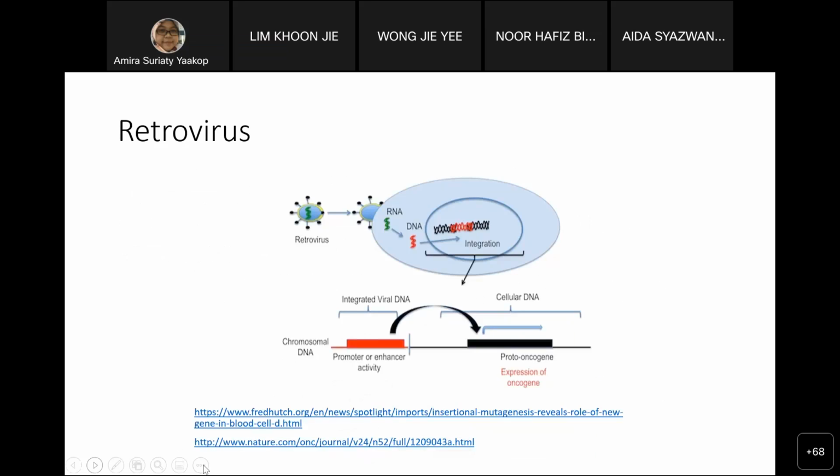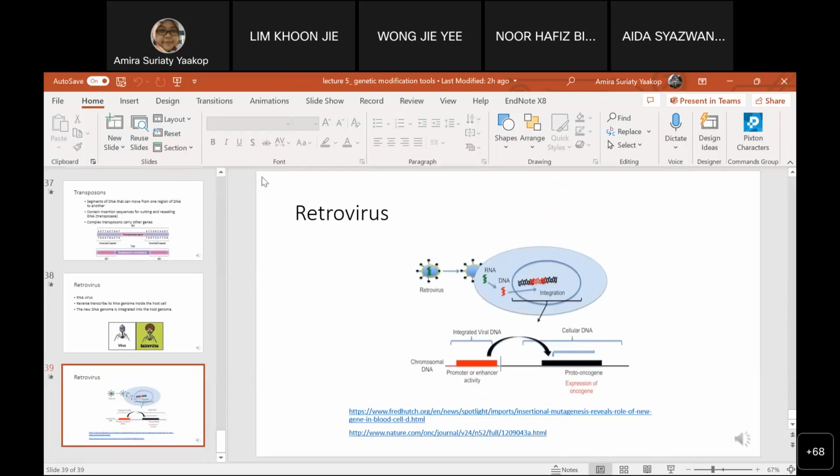Have a look at the method. There is a method in these two papers, so you can see. So basically a normal infection. Actually I don't need to explain, it's very straightforward. When the retrovirus approaches the cell, it integrates the RNA, the RNA will bind into the DNA, so the DNA will amplify, so you have integrated viral DNA inside your original chromosome. Alright. That's it. Any question?